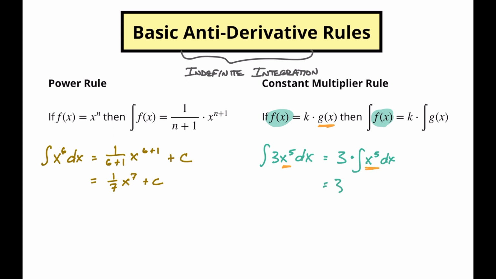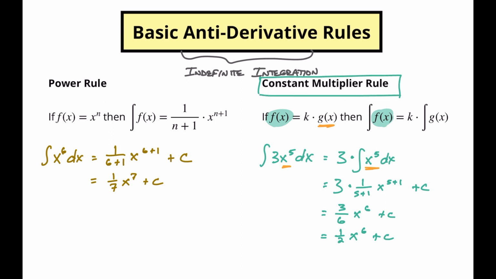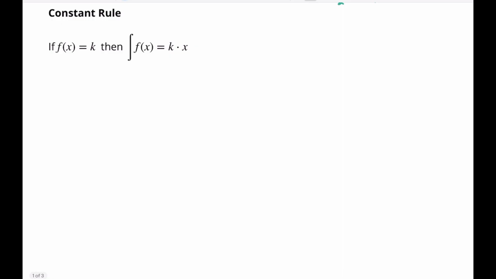So I'm going to carry down my 3. The integral of x to the 5th we've seen is 1 over 5 plus 1 x to the 5 plus 1 plus c, which then simplifies to 3 over 6 x to the 6th plus c, or 1/2 x to the 6th power plus c. And this again I call the constant multiplier rule. And hey, let's give the power rule its own little box here too. I mean, you want to pay respect to the power rule, because after all, you're going to be using that one a lot. Our next rule we have is called the constant rule.